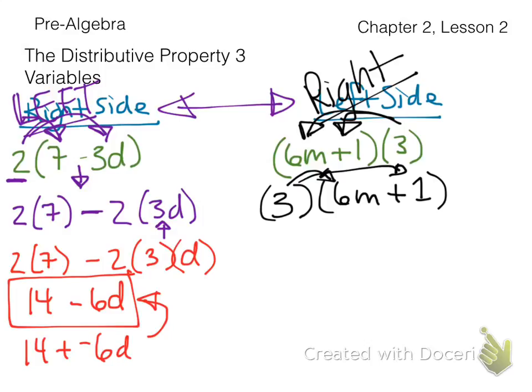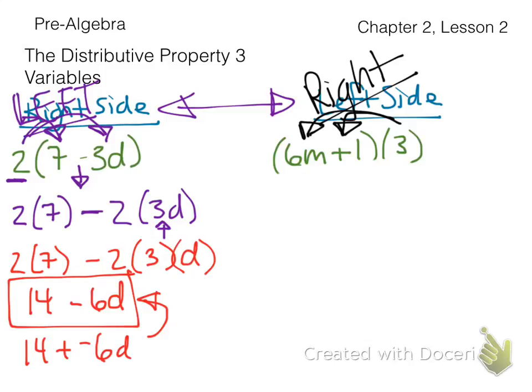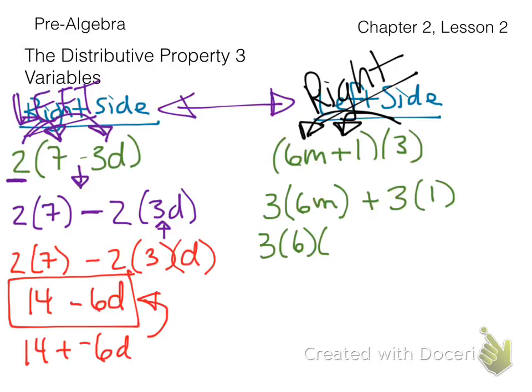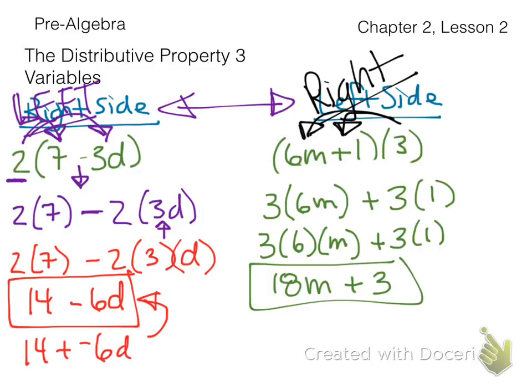So yeah, I'm going to go ahead and do the original problem as written, and it's going to be 3 times 6m plus 3 times 1. And again, I can rewrite this as 3 times 6 times m, because 6m is the same as 6 times m. Okay, so it's just a whole boatload of multiplication, and 3 times 1. Well, 3 times 6 is 18. 18 times m is 18m plus 3, because 3 times 1 is 3. There we go, guys. All right.